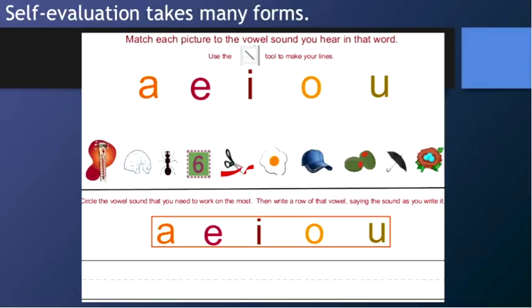That self-evaluation takes many forms. Again, we got the cute clip art. Everybody's asked to do the top part, but down below, they need to analyze what they need to work on the most. All of us can do that, K to 12. Have a student analyze what they need to work on the most, and then work on that.